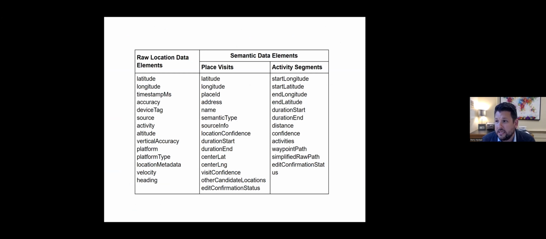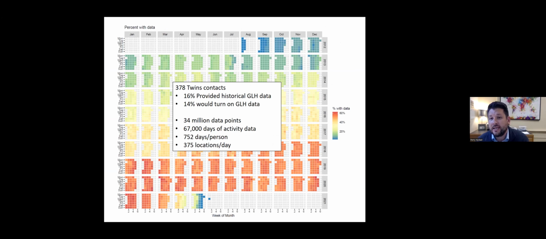It's actually pretty easy to work with, but it's huge. So what we did is we contacted the 378 twins who participated in that previous GPS study. 16% of people provided data. So they provided retrospective or historical Google location history data. 14% of people did not have historical data. So this means they did not share their location, but they turned it on for prospective data collection, right?